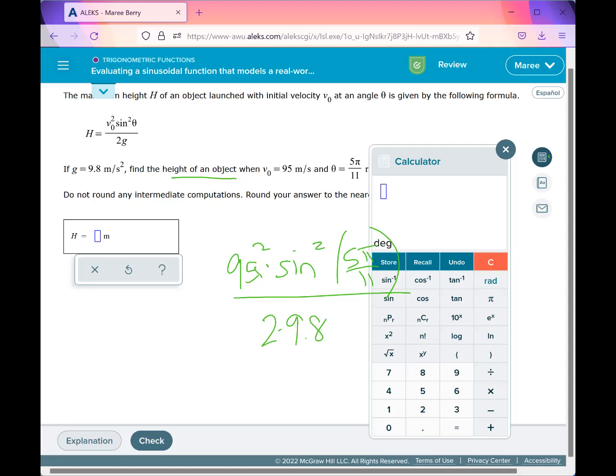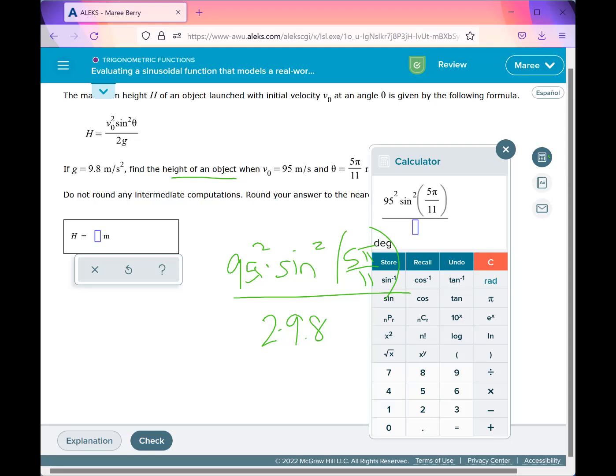Okay, so we have 95 squared times sine squared. Let's see. How do we do this? 5 pi divided by 11. Do we come outside and then square it? There we go. Perfect.